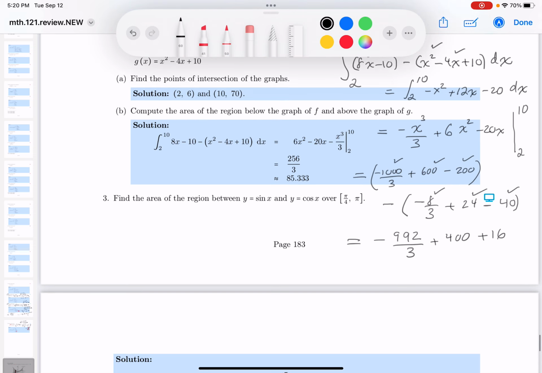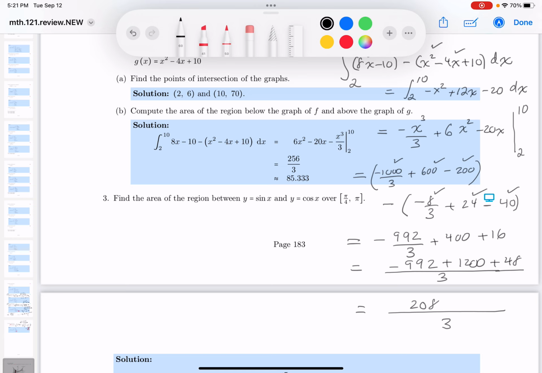Let's keep moving, all right? And I'm going to put everything over 3 now. Minus 992. Well, 3 times 400 is 1,200. And 3 times 16 is going to be 48. All right, I'm going to keep going. Got a 3. Well, let's see, you get 208.